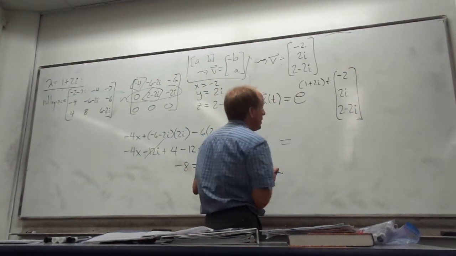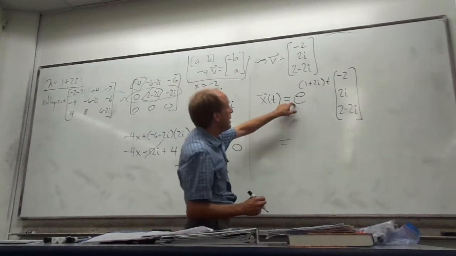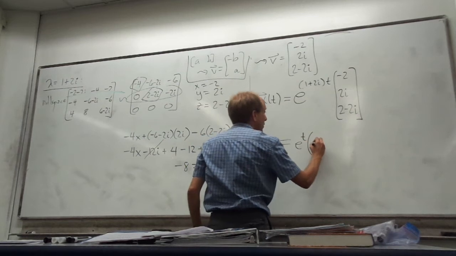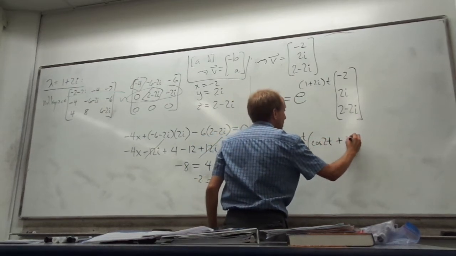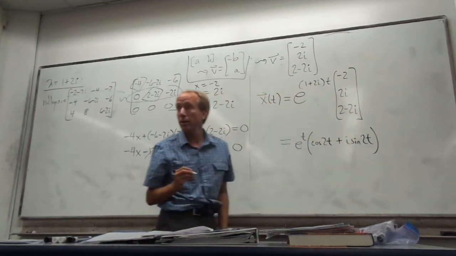Now, what we have to do here is rewrite everything in terms of sines and cosines. So the e to the 1 times t, that's just e to the t. And then I have cosine of 2t plus i times sine of 2t. So everybody needs to make sure they know that Euler formula really well.